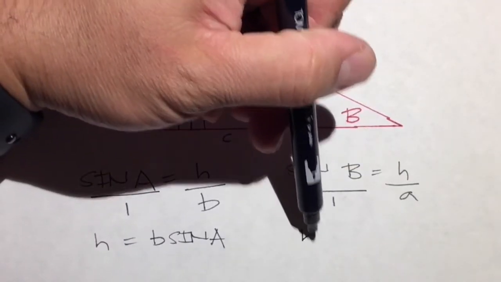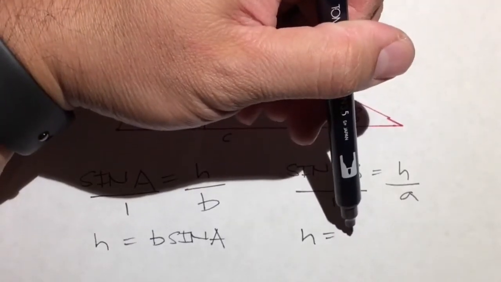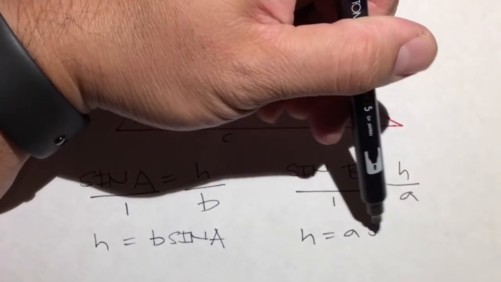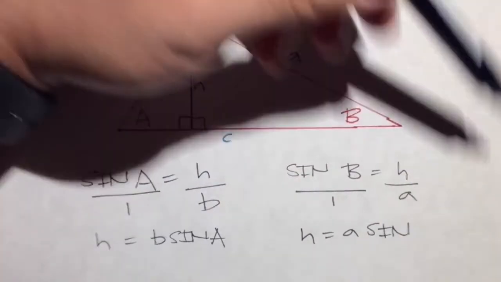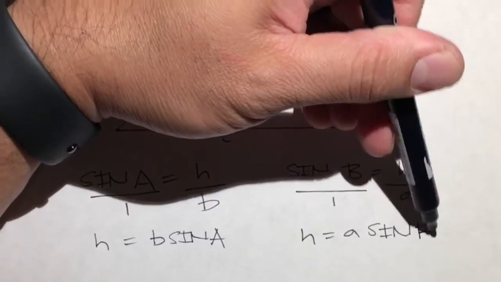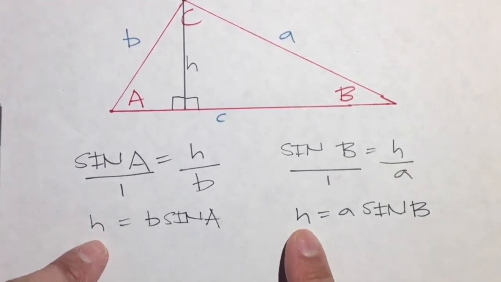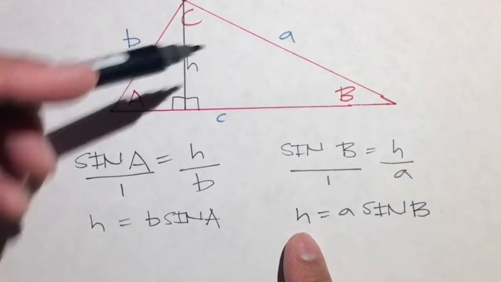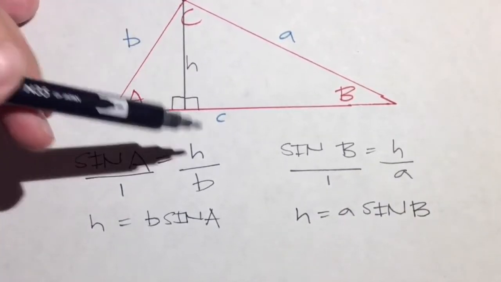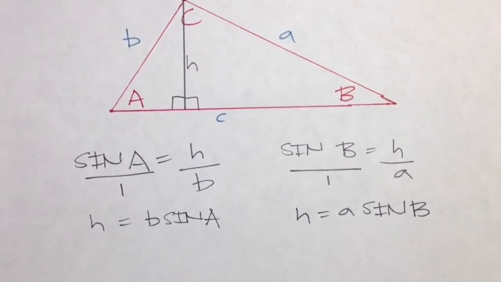1 times H is equal to side A times the sine of angle B. All right. What do we do just right there? We got both H's by themselves, and both H's are talking about this same H right here. So what can we do? We can do this thing called the transitive property.